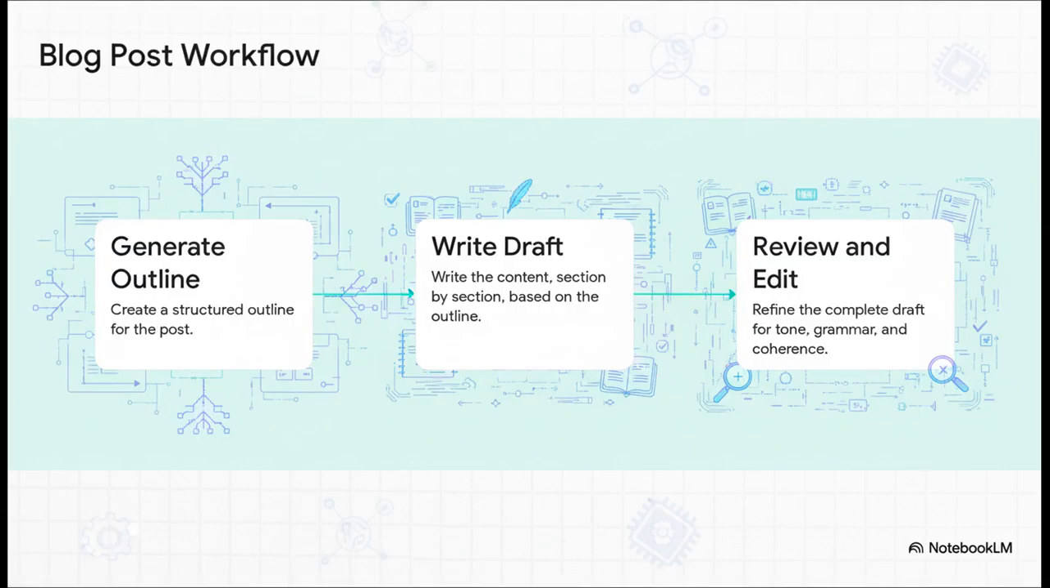So our workflow will have three very distinct phases. First, we'll generate a structured outline. Second, we'll use that outline to draft the content, but section by section. And third, we'll take that full draft and have the model review and edit it for quality. This maps perfectly to a prompt chain.